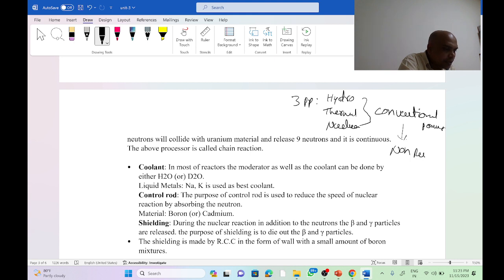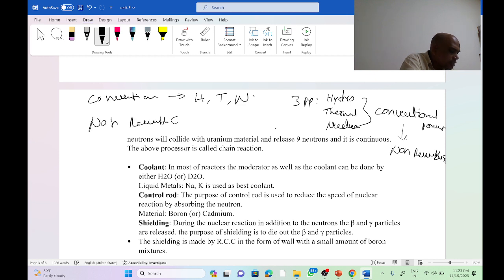This is also called non-renewable energy sources. So what are the conventional sources? It is nothing but hydro, thermal and nuclear. What are the non-renewable energy sources? This is also hydro, thermal, nuclear. Okay.